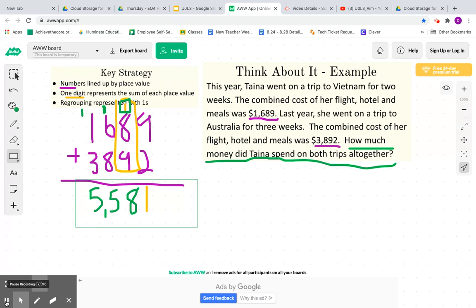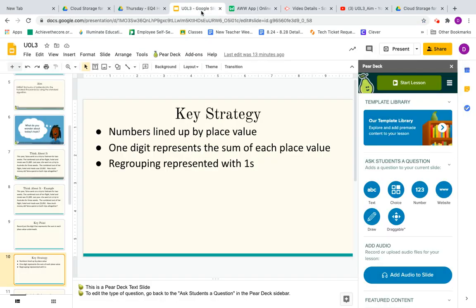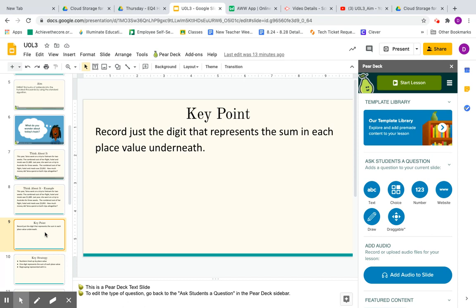Alrighty, go ahead and try your check for understanding after this video, but let's quickly look at the key point for today, which is to record just the digit that represents the sum in each place value underneath.